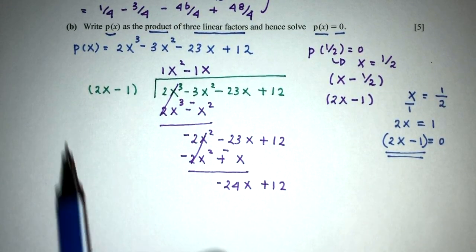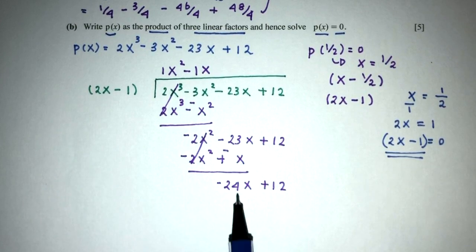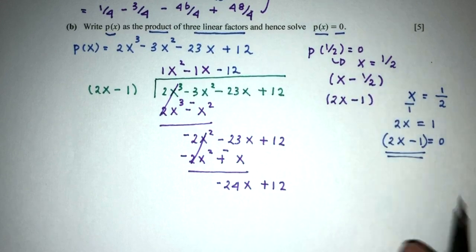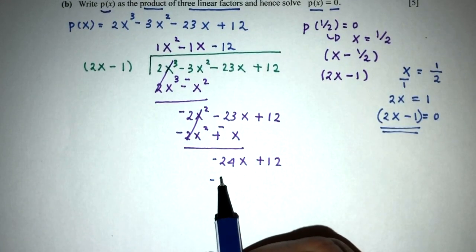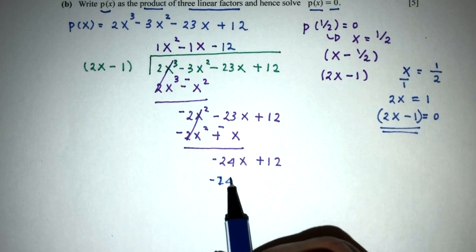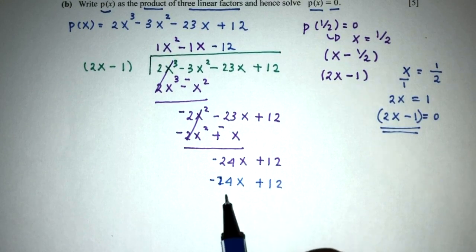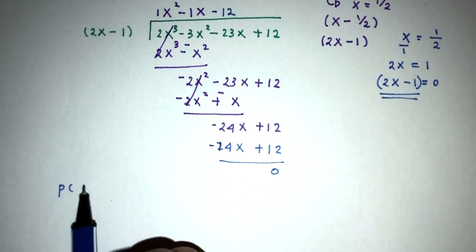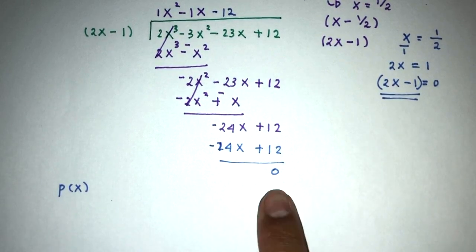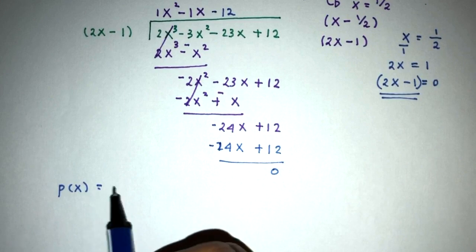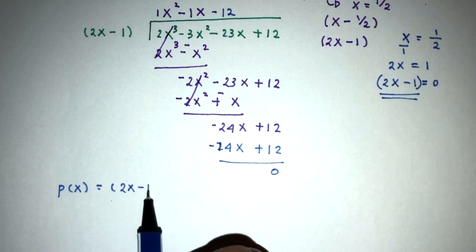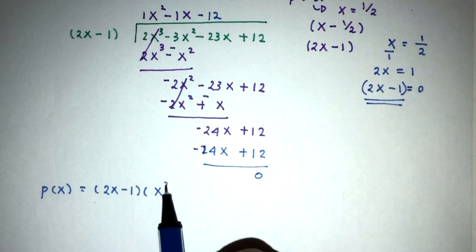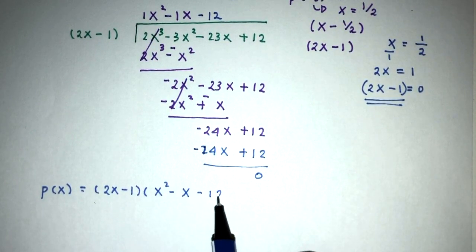Now same steps. How can you make 2x become minus 24x? Multiply by minus 12, right? You will have minus 24x plus 12, which has to give you 0. So the point is that whenever you divide by a factor of p of x, the remainder has to be 0. So right now we know this is the same thing as 2x minus 1, and then x squared minus x minus 12.